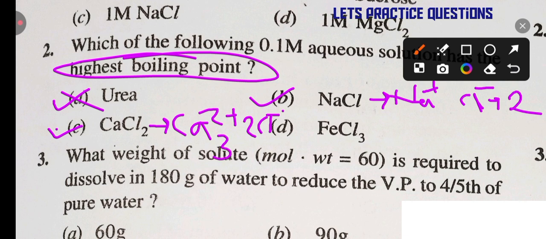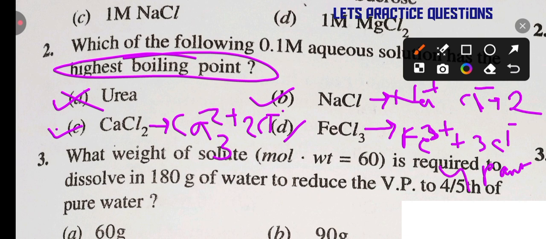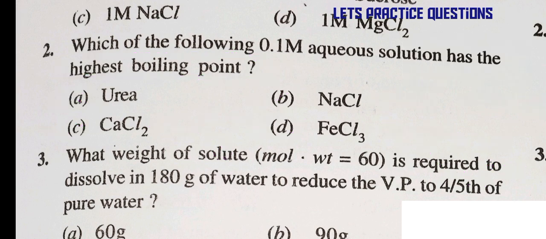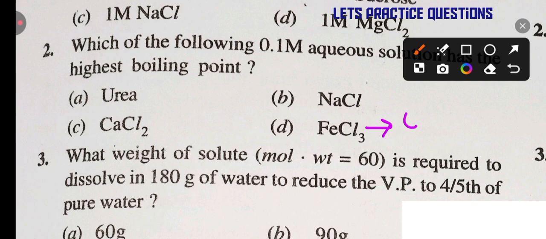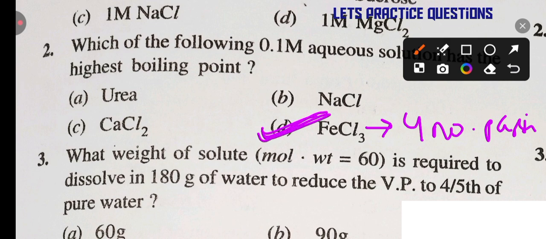In option D, FeCl3 dissociates and forms Fe3 plus and 3 Cl minus. Here 4 particles will be generated. So the answer, option D, will be correct, because when it dissociates it forms 4 particles. That's why option D will be the most correct answer.